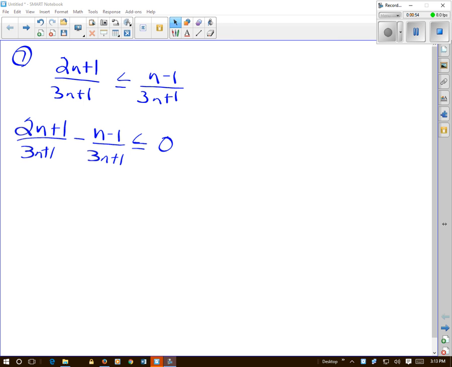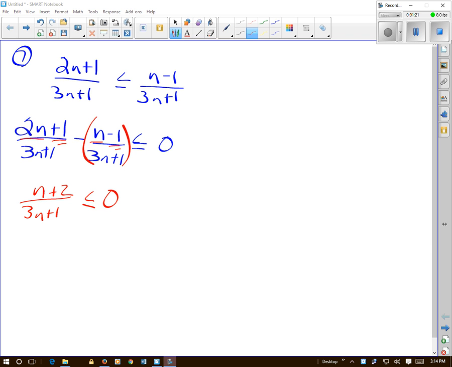Be careful. Note that the negative needs to distribute through here. And so we're going to distribute that through the top. So we're going to have 2n minus n is n, and then 1 minus negative 1. So 1 plus 1 is 2 over the common denominator we already had of 3n plus 1, and is less than or equal to 0.